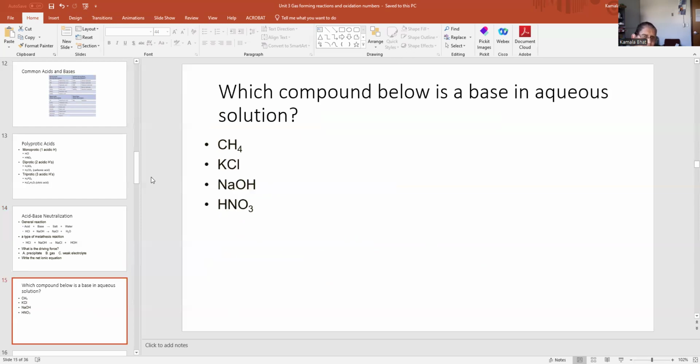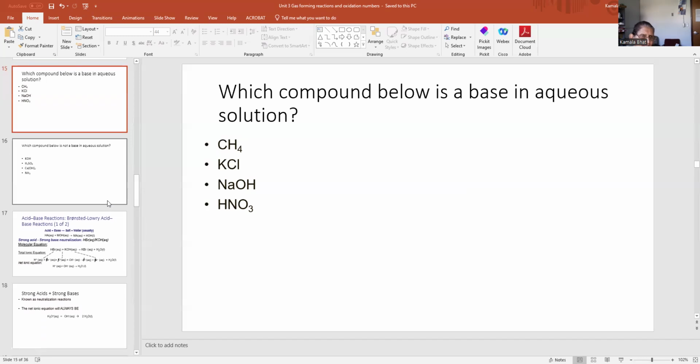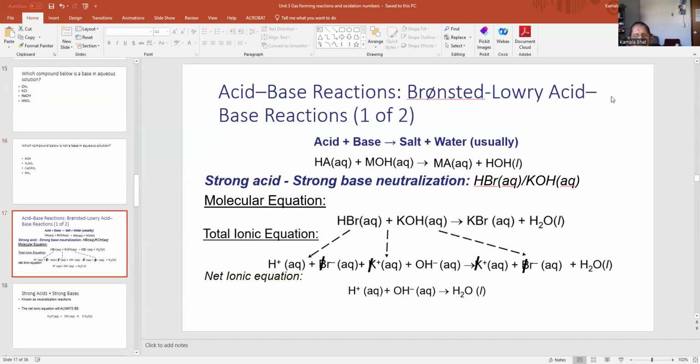Now, here are some questions for you to answer, so just go ahead, answer it, and get an idea of the concept, how you can detect an acid or base when the formulas are given. Now we come to the acid-base reactions, Brønsted-Lowry acid-base reactions.